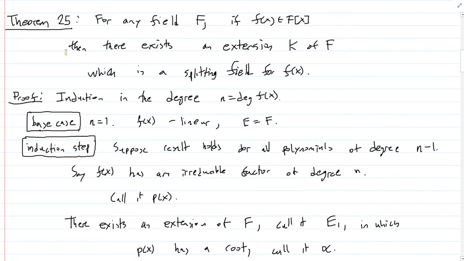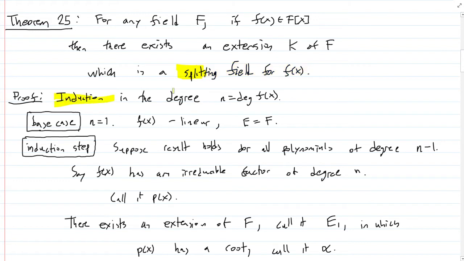All right. So here's the first theorem in the section. For a field F, if f(x) is a polynomial with coefficients in F, there exists an extension K of F which is a splitting field for f(x). So this theorem is just telling you for any polynomial with coefficients in F, there exists a splitting field for that polynomial. So how are we going to prove the existence of the splitting field?